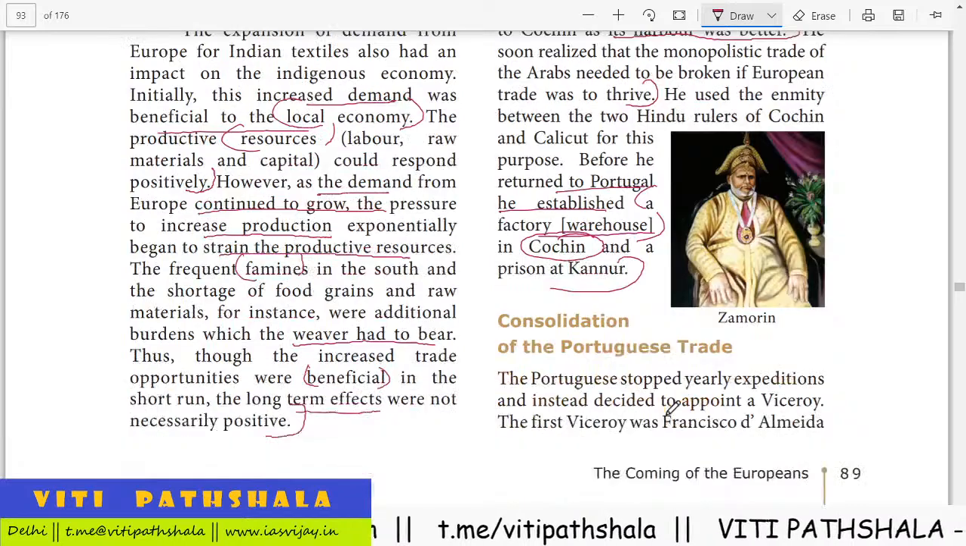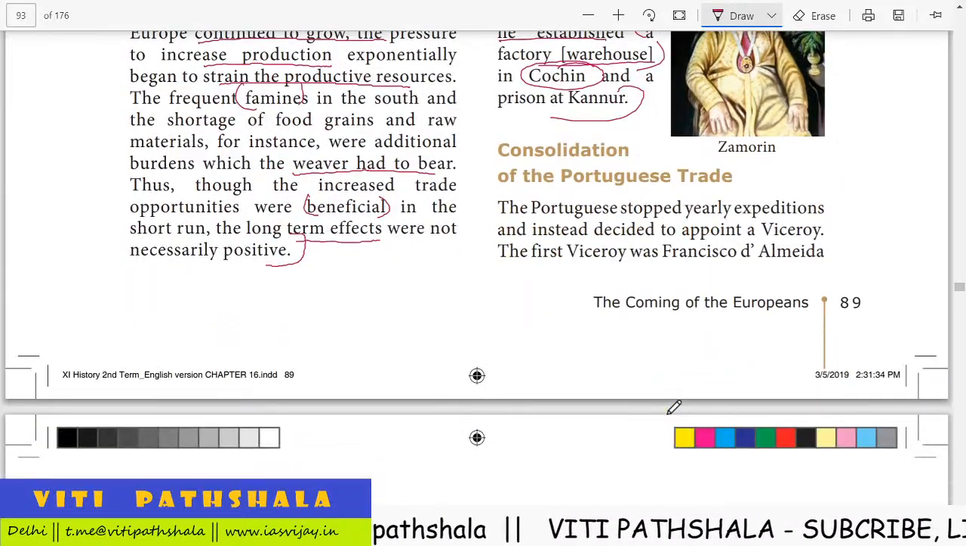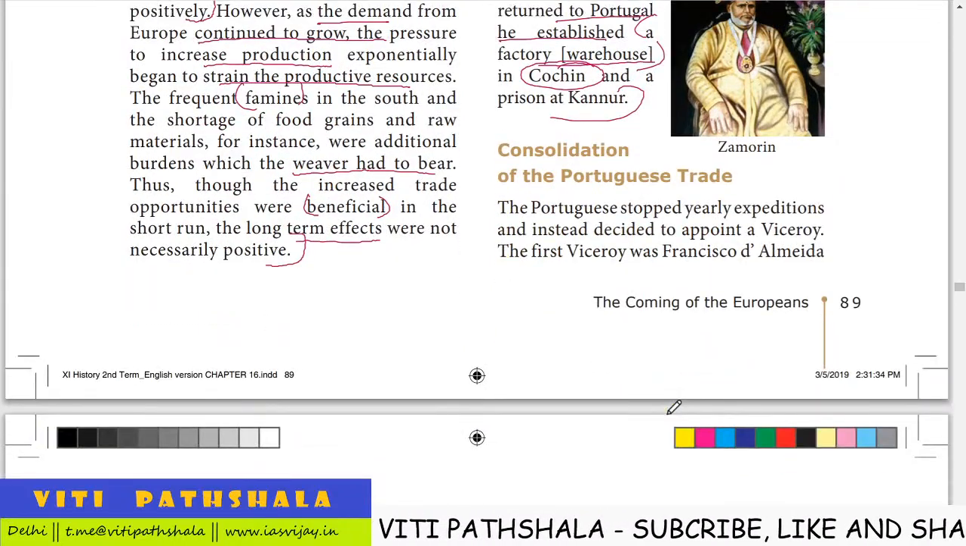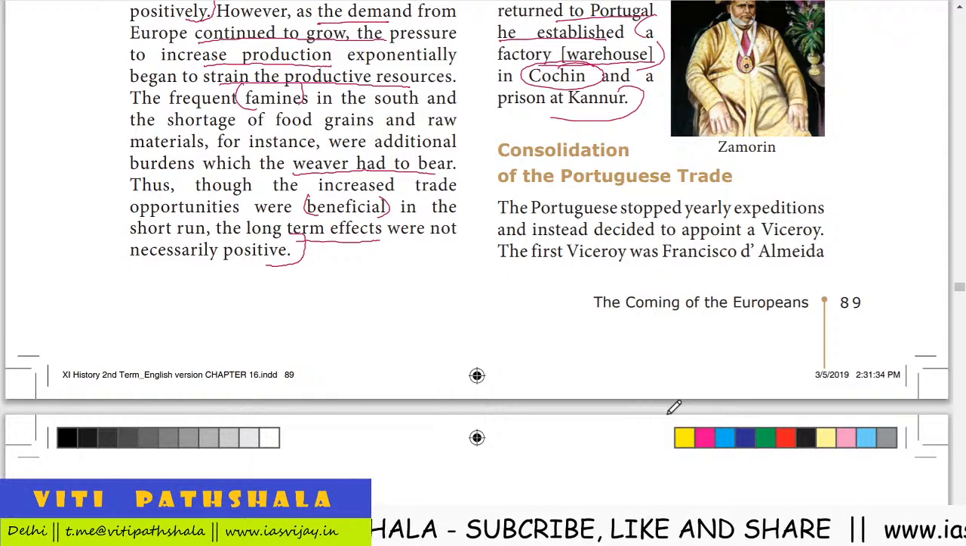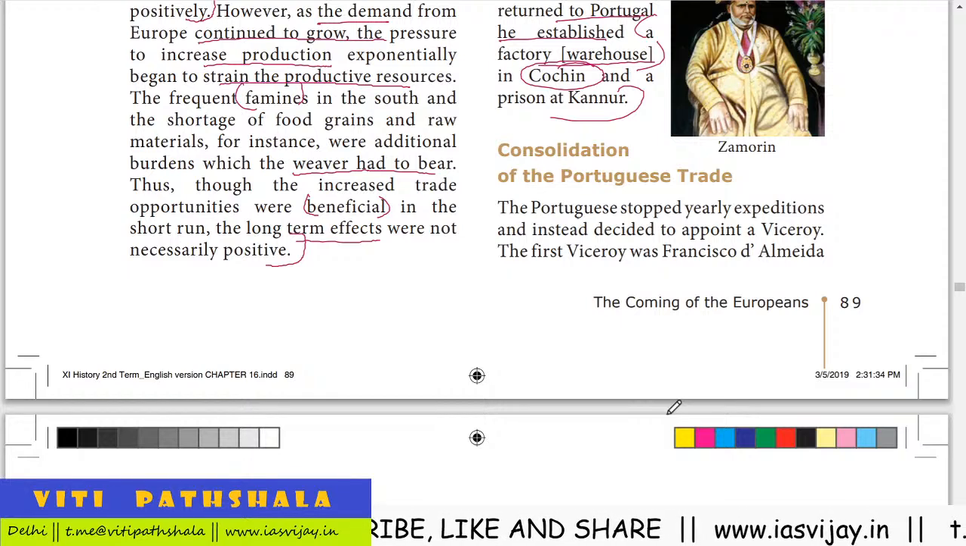Next is the consolidation of the Portuguese trade. The Portuguese stopped yearly expeditions and instead decided to appoint a viceroy.